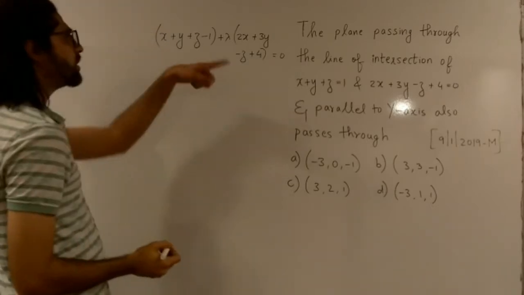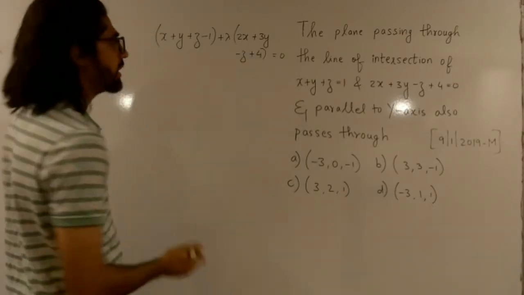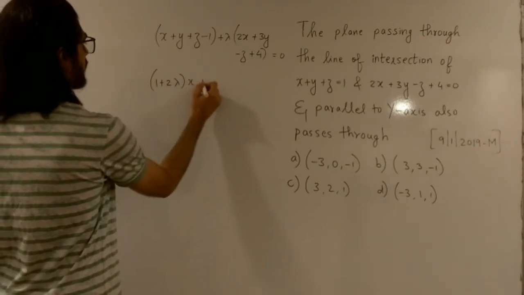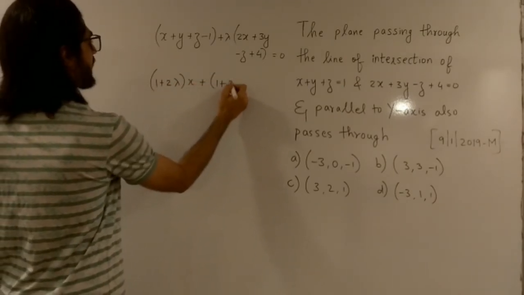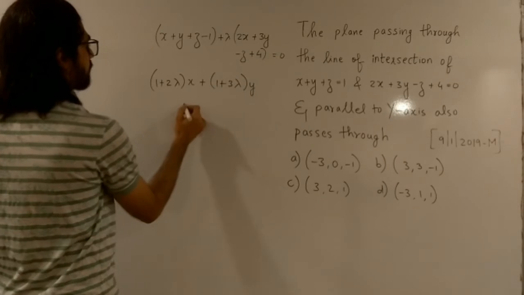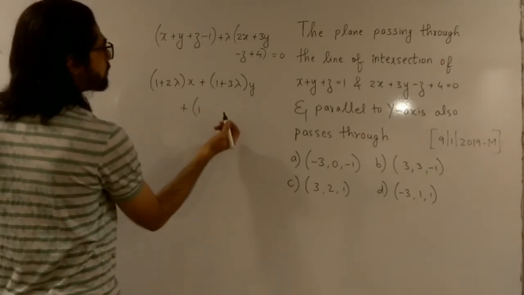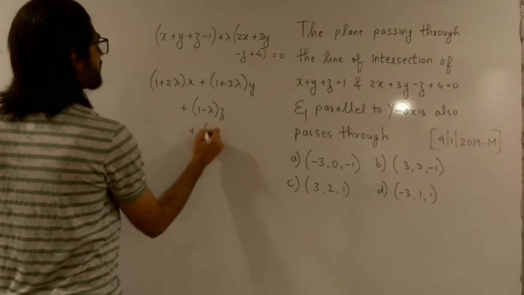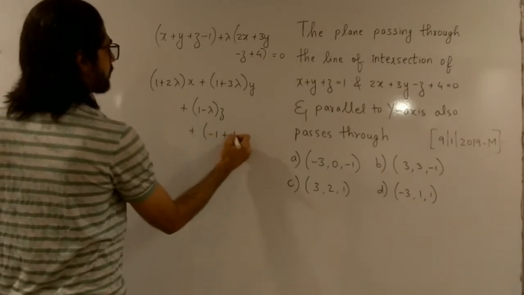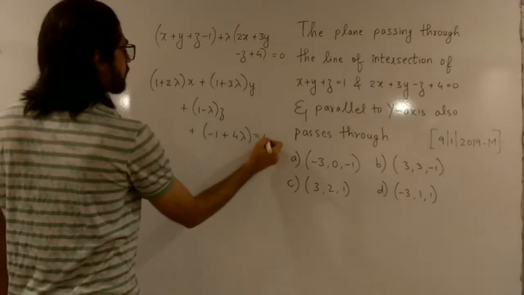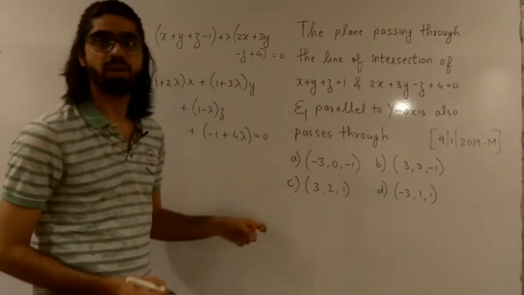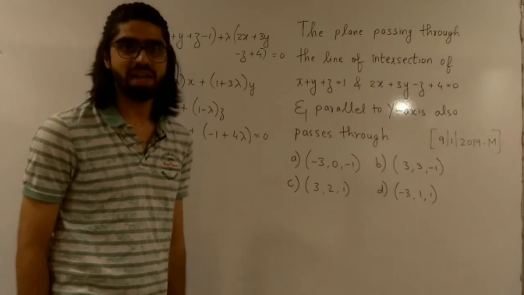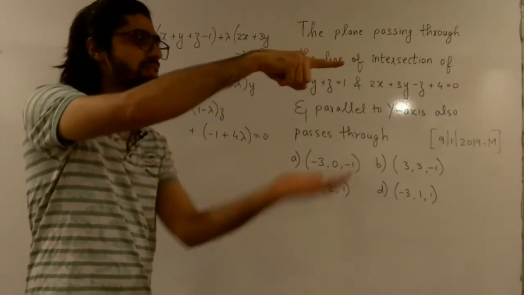I just need to get everything in terms of x, y and z. So the coefficient of x becomes 1 plus 2 lambda into x, plus I get 1 plus 3 lambda into y, plus I get 1 minus lambda into z, plus we will have minus 1 plus 4 lambda equal to 0. Now this is the equation of our required plane, and our required plane, they have said is parallel to the y-axis. This is y-axis and this is our plane.